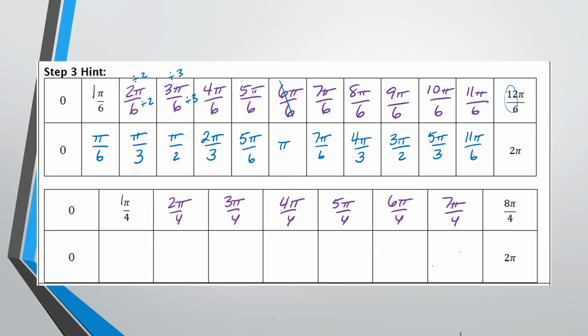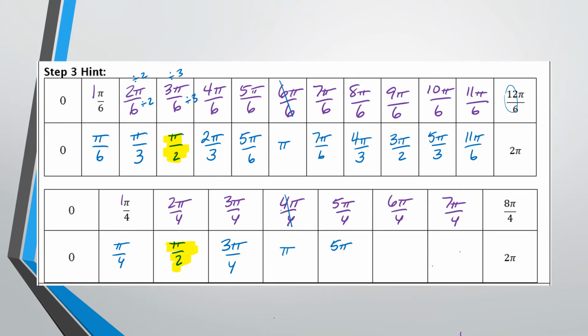So 1 pi over 4 doesn't reduce, so it stays as is. 2 pi over 4 reduces to pi over 2. And you might notice that we have pi over 2 here, and that's the same exact angle. They are going to overlap, but it's easier to see that some of them overlap than worry about which ones you have to skip. All right, so let's go back and talk about 3 pi over 4, which does not reduce. 4 pi over 4 just turns into pi.